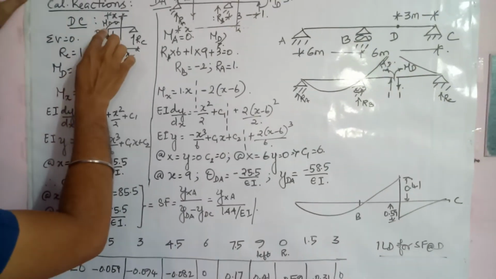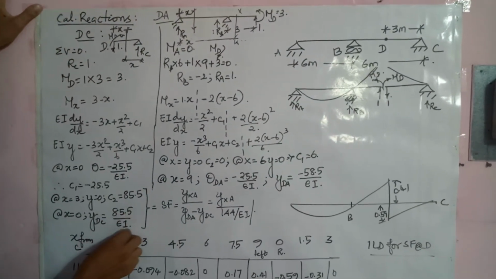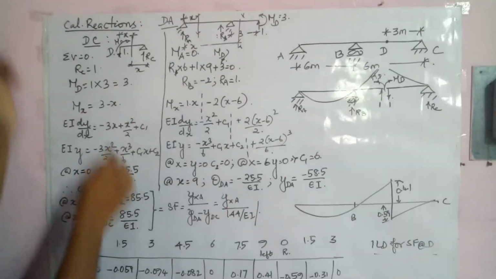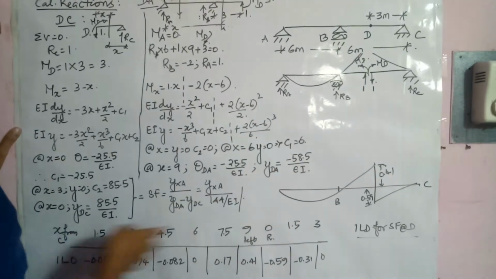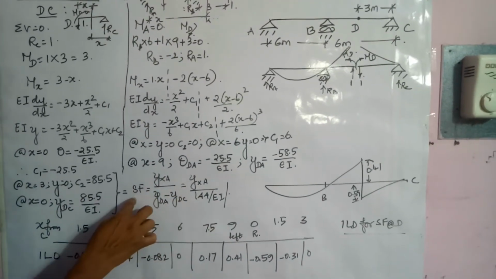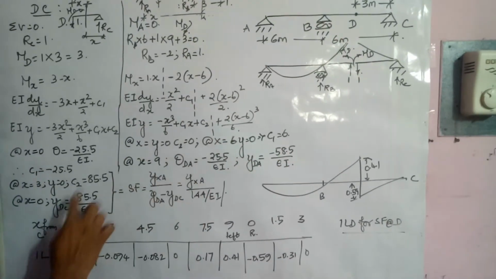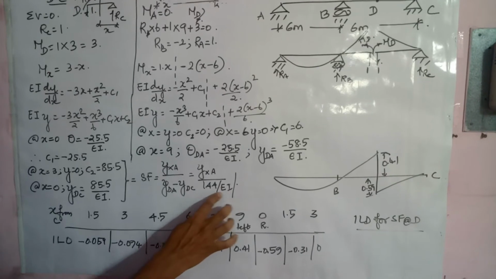And I am finding out the deflection at this point. So Y at DC is equal to 85.5 divided by EI. So we have got YDA and YDC. So YDA minus YDC gives you the denominator factor for shear force. So I am substituting it, and I have determined that the shear force is Y of XA divided by 144 divided by EI.